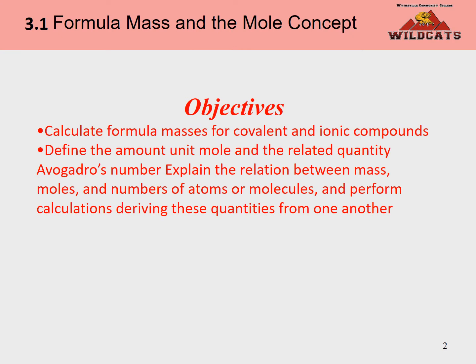So again, the objective is to calculate formula masses for covalent and ionic compounds. And then once we know how to do that, we can define the amount or unit of mole and relate it to Avogadro's number. And then we can look at the relationship between mass and moles, and then finally we'll take a look at concentrations of solutions.